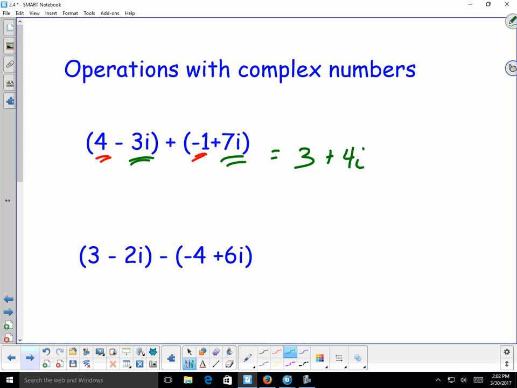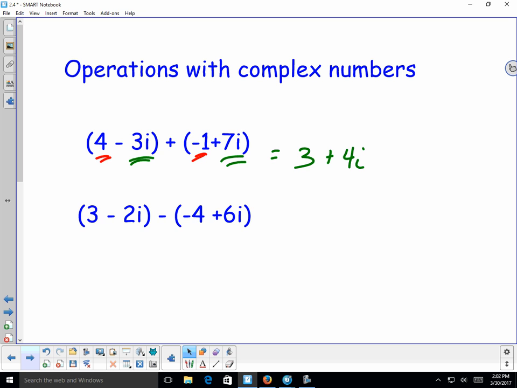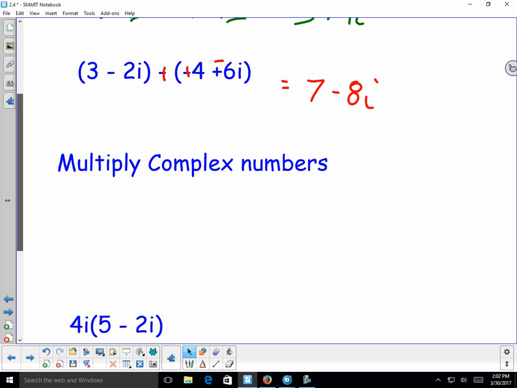Okay. And if we're subtracting, then again, you're just going to combine the real parts and combine the imaginary parts. But I strongly suggest that you change this minus to a plus, but then change these signs here, so you're really adding the opposite. All right, can you now add those two new complex numbers together, Arya? 7 minus 8i. Do people agree with that? Yes. Is this okay? All right, so that's an example of adding and an example of subtracting.